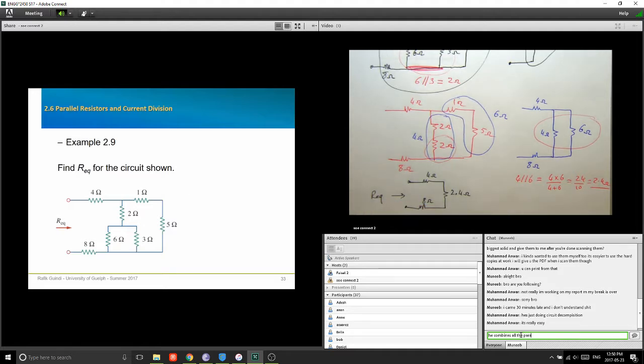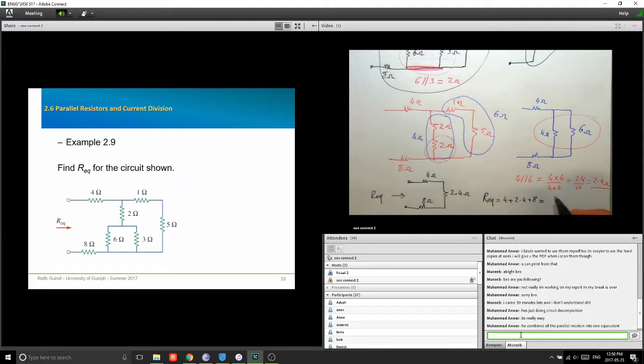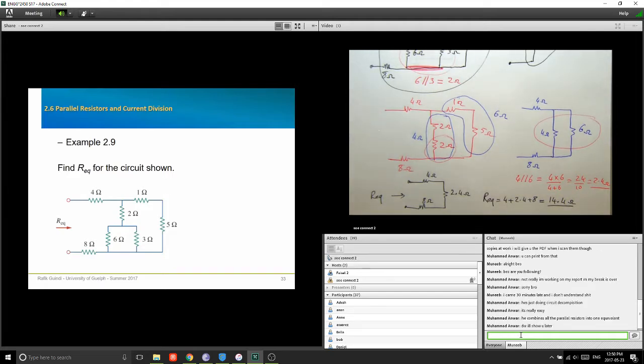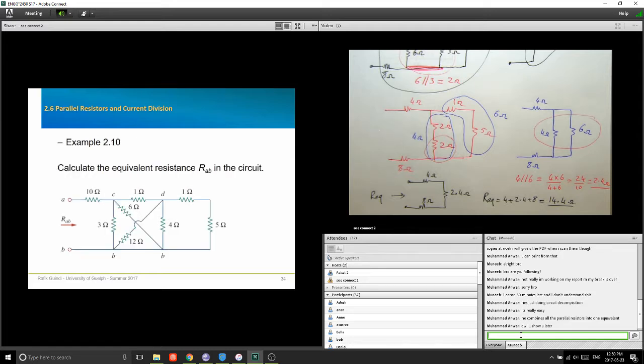Now, I have 3 resistors in series. In series, I don't have this restriction of taking every 2 at a time. You can just add them all together. Okay, 3 resistors in series. So that's the final answer. R equivalent is 4 plus 2.4 plus 8. Okay, that's 14.4 ohm. All right, so this is how you do resistors in series.